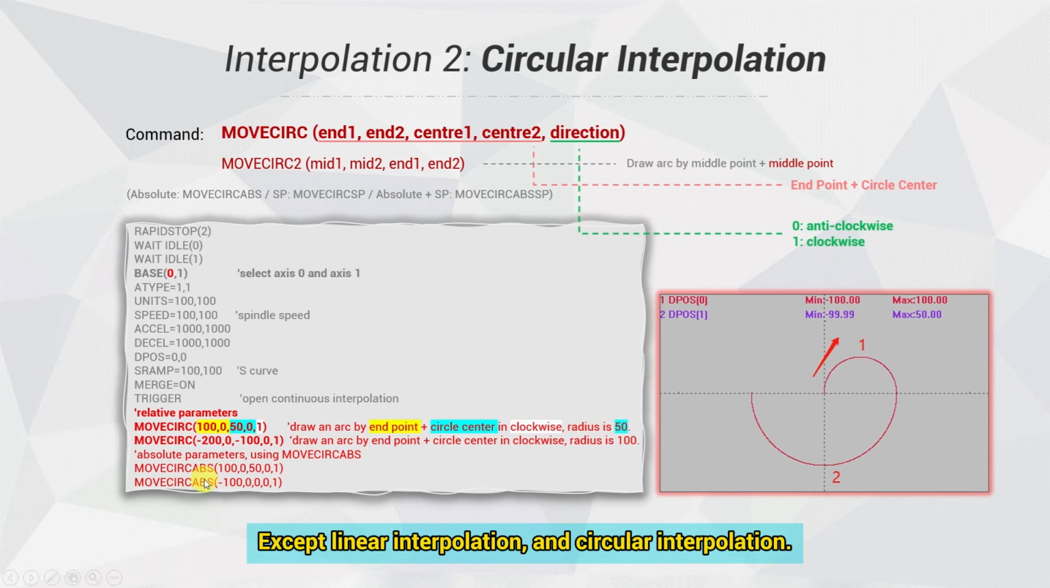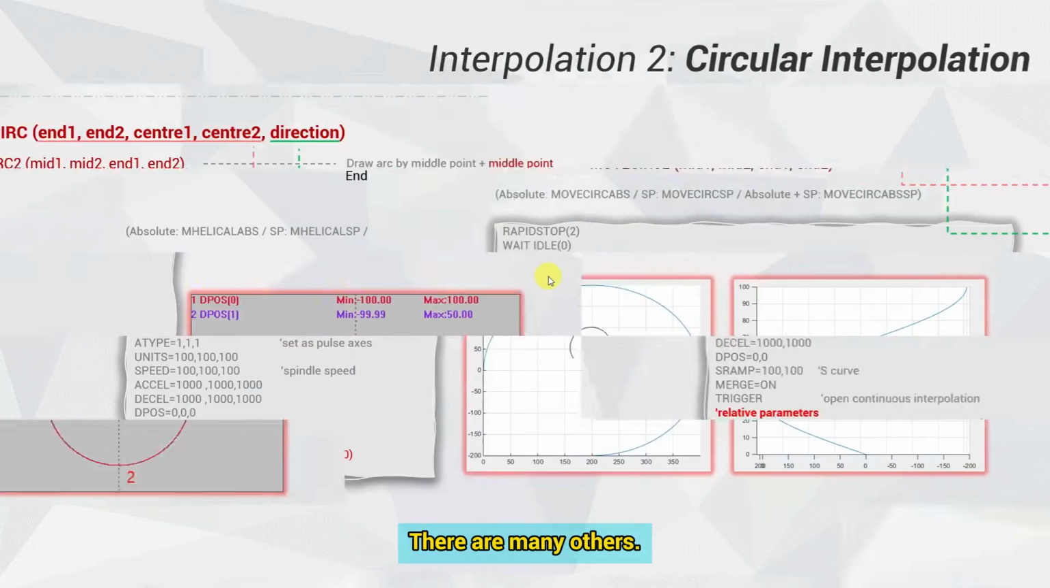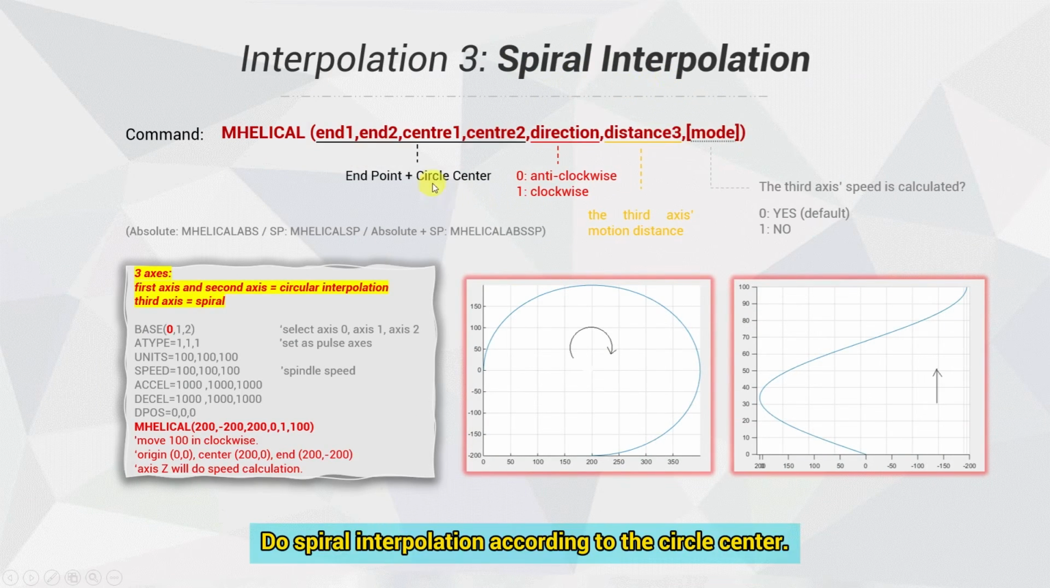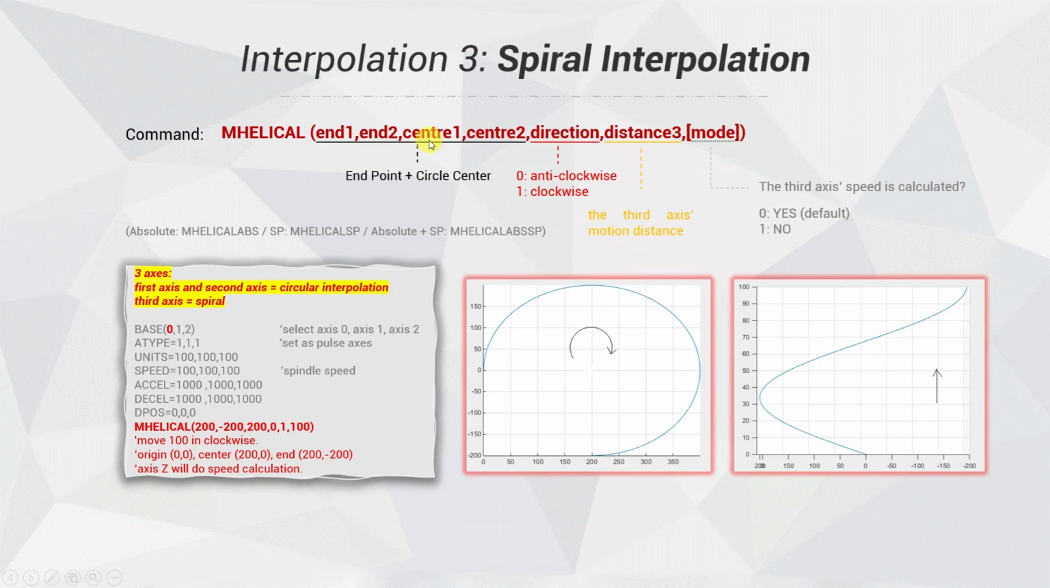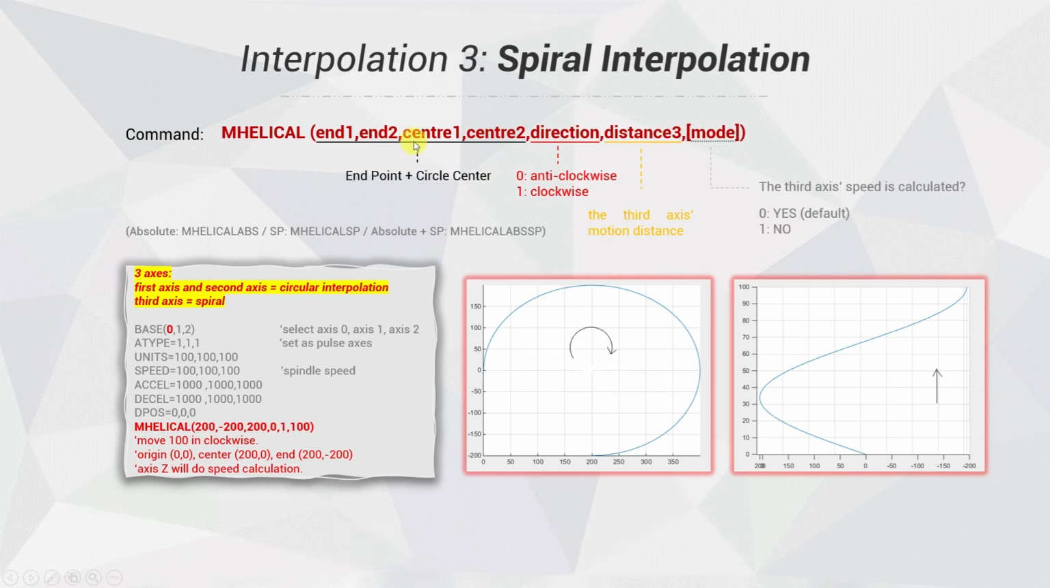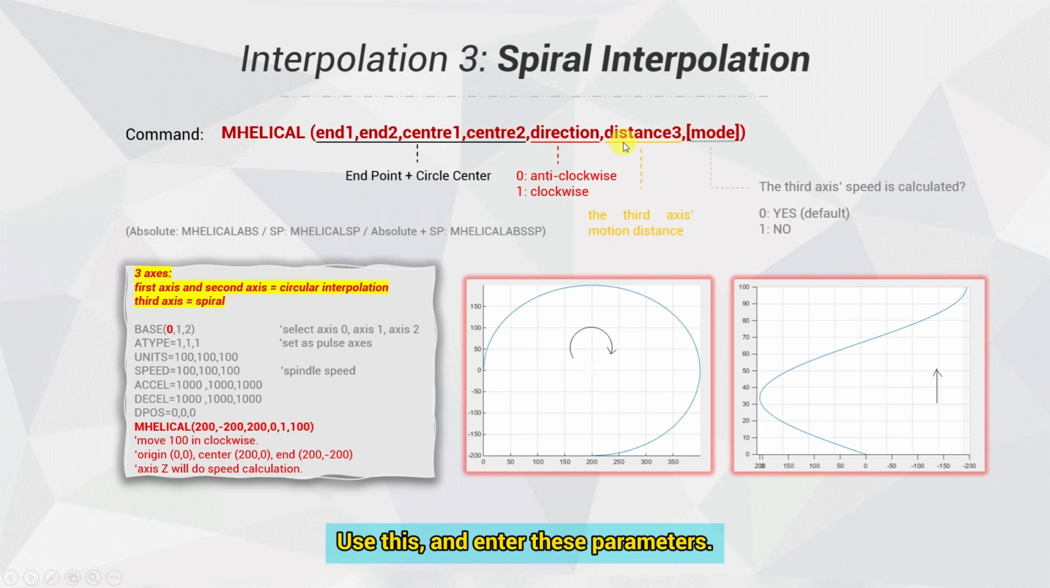Except linear interpolation and circular interpolation, there are many others. Let's continue. Do spiral interpolation according to the circle center. It is one 3-axis relative interpolation motion command. Use this and enter these parameters.